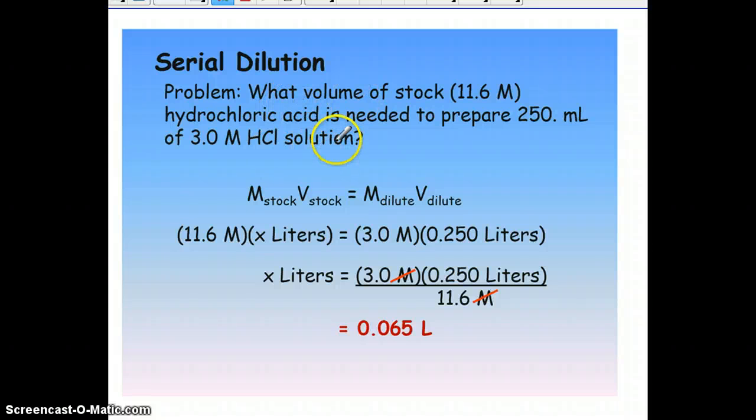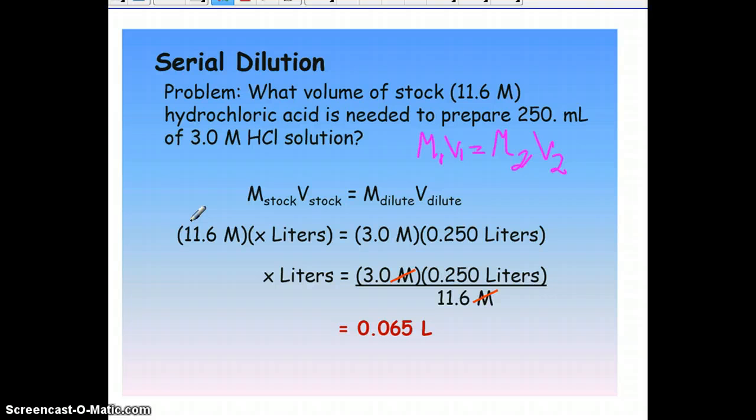When you're trying to dilute a concentrated solution, like 11.6 molar, to something a little less concentrated, like 3 molar, you need an equation to help you do that. So we have the molarity, or concentration, of the stock times the volume of the stock, equal to the concentration, or molar, of the dilute times the volume of the dilute. You often see this equation written as M1V1 equals M2V2. That's a common way you see it.